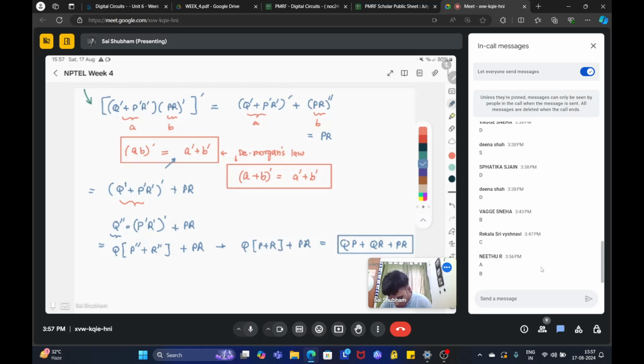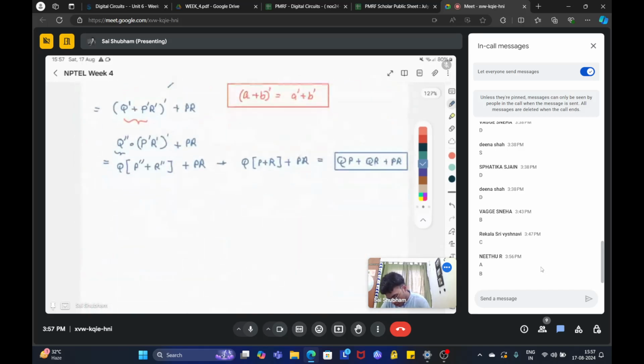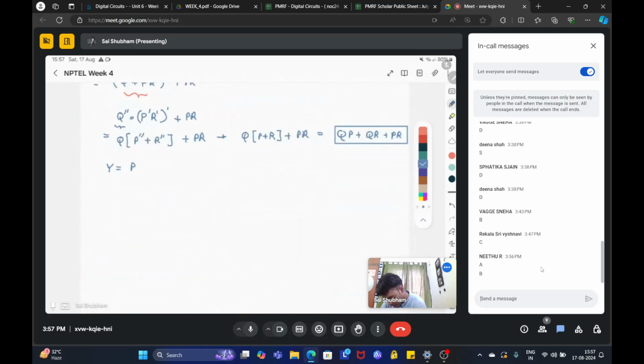Okay. So for the output to be always 1, we can write Y as PQ plus QR plus PR. So if this is 1 or if this is 1 or if this is 1, my output will always be 1. For this to be 1, P has to be 1 and Q has to be 1. R can be 0. Similarly here, P can be 0, QR has to be 1. Here, Q can be 0, PR has to be 1. Or all of them can be 1.